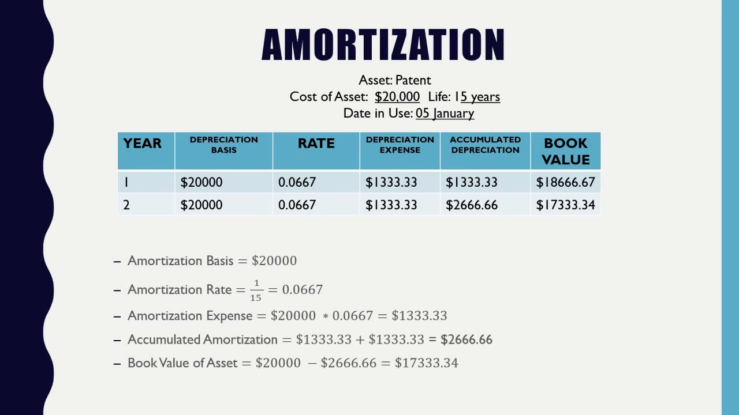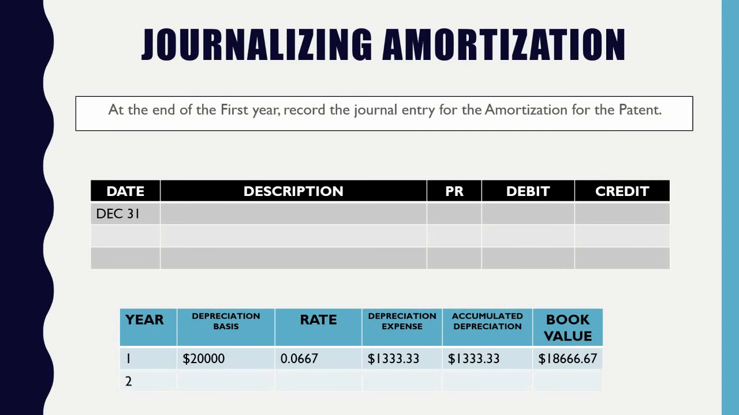Okay, so you're going to be computing this for the next 15 years because that's the life and that's the span of the entire asset. Okay. Any questions? So just now, how do we journalize it?